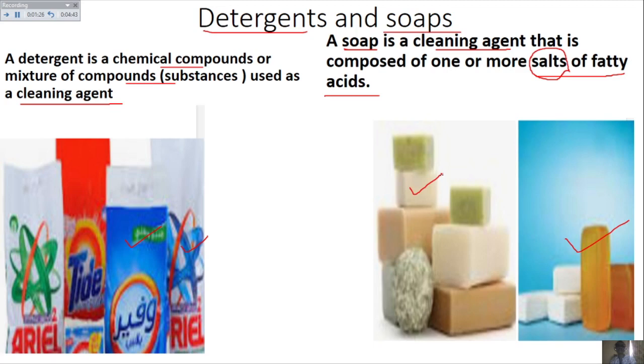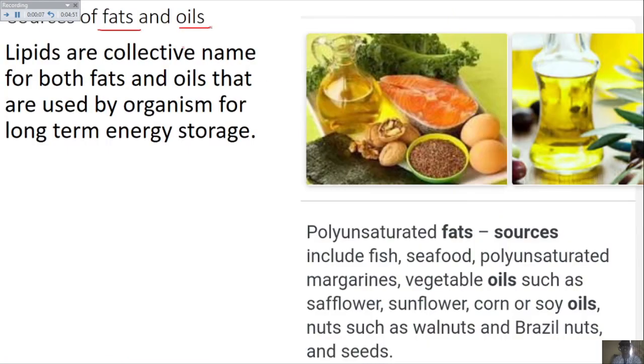Now, let's quickly talk about the sources of fats and oil. Lipids are the collective name for both fats and oils that are used by organisms for long-term energy storage. Look at it here.